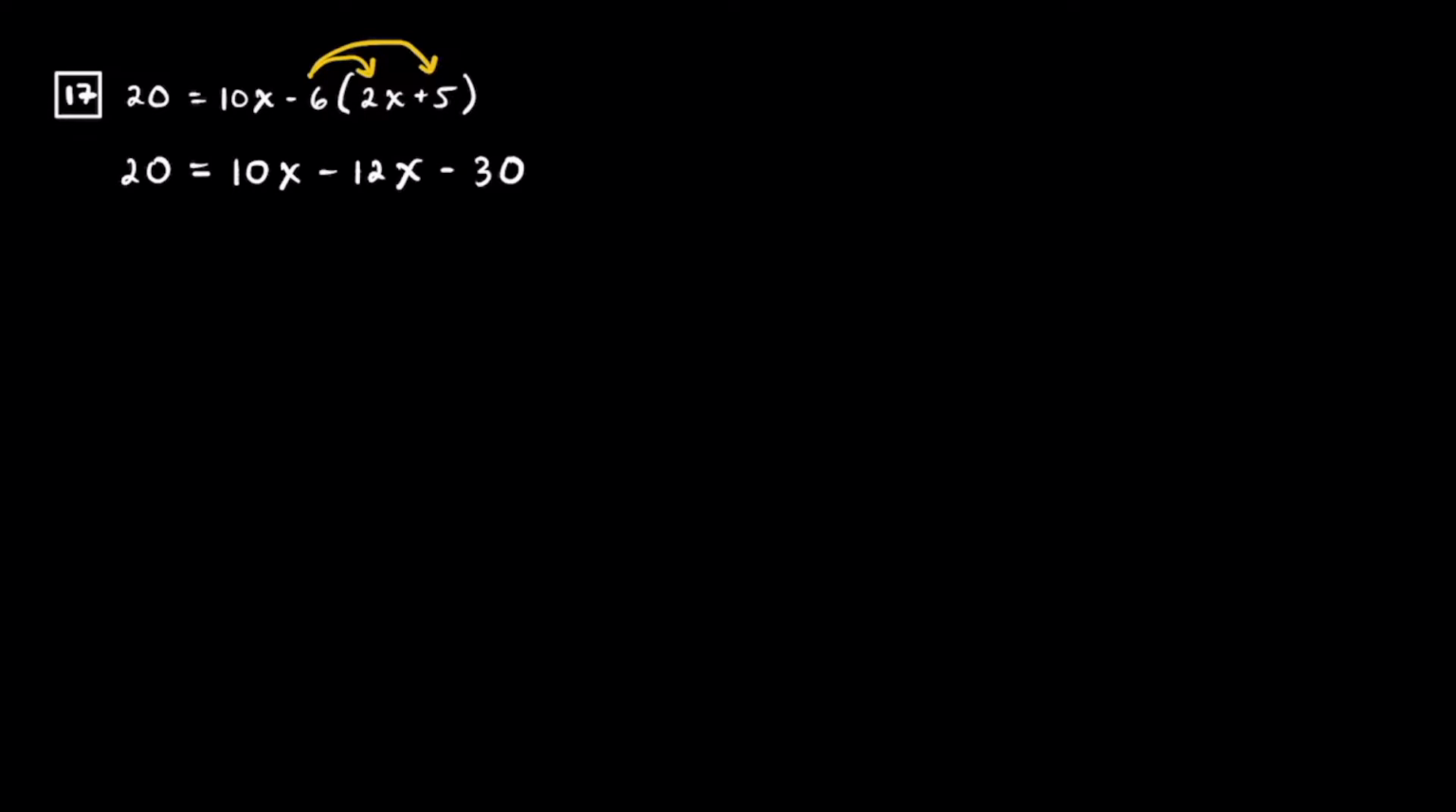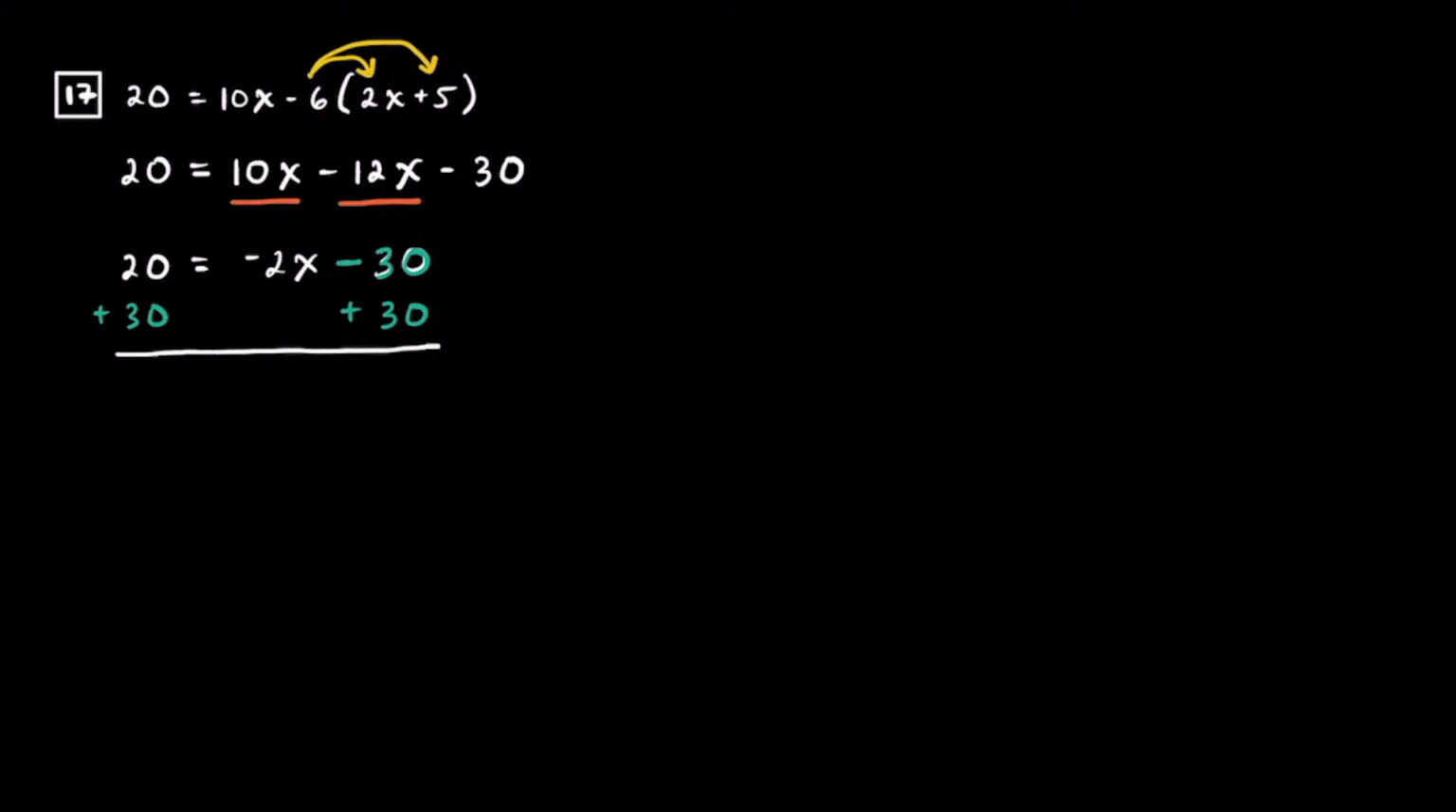Now that we've distributed, we can try to combine like terms. This 10x minus 12, that's going to be negative 2. So we have 20 is equal to negative 2x minus 30. And at this point, we just have a two-step equation. Hopefully that's starting to look a little more familiar. So to get x alone, let's go ahead and add or subtract first. Undo the order of operations, add and subtract, then multiply or divide. Go ahead and add 30 to both sides of the equation.